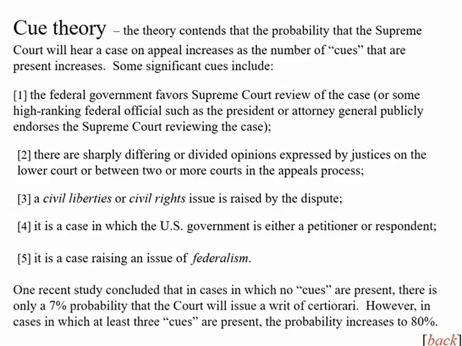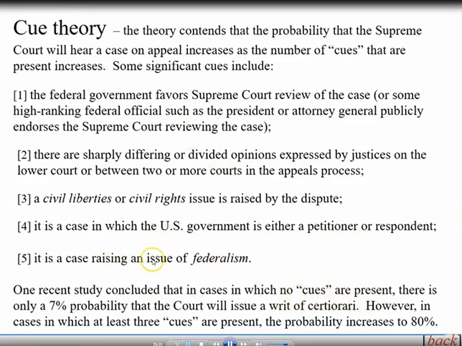Okay? So, bottom line, again, thinking about this kind of like predicting the weather, okay? In a recent study that I saw, it was concluded that in cases where none of these cues are present, none of these things hold, there's only about a 7% chance that you're going to have rain. In this case, having rain means the court's going to review the case. Okay? But if you have at least 3 of these cues present, the probability of rain increases to 80%. The probability that the court will review the case increases to 80%.